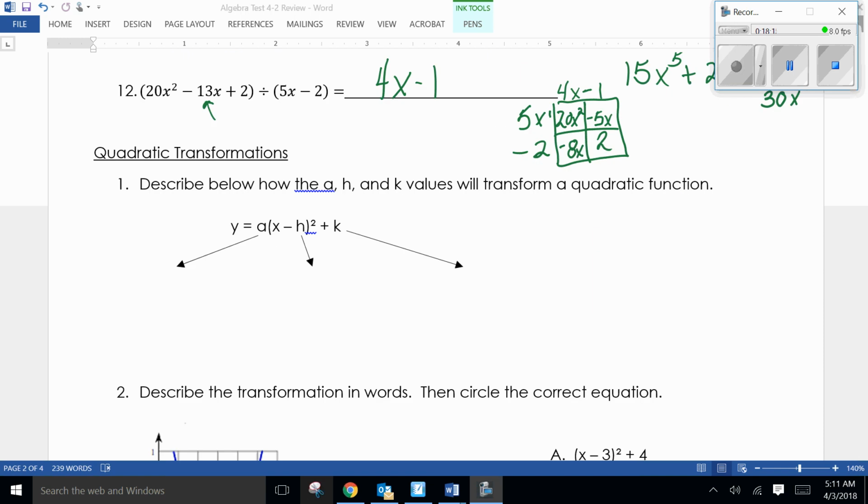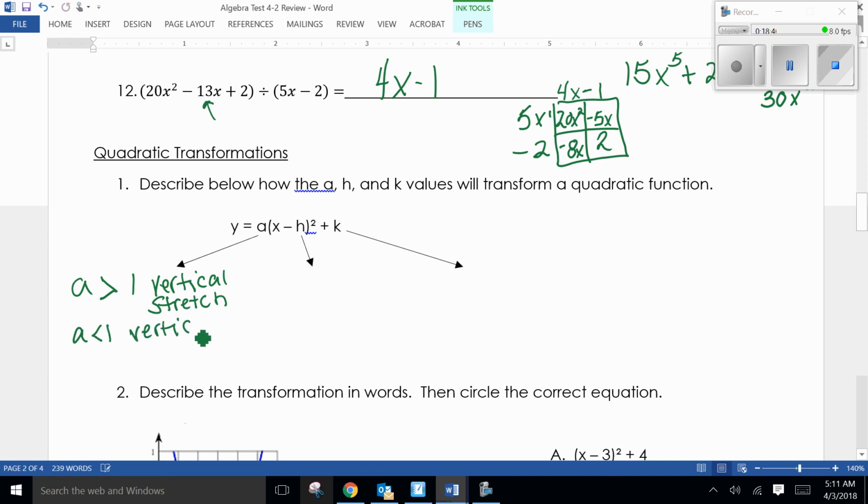Okay, quadratic transformations. Describe how the a, h, and k values will transform a quadratic function. So my a value, if it's greater than 1, will be a vertical stretch. If a is less than 1, it'll be a vertical compression. So vertical stretch, remember, means narrower, and vertical compression means wide.